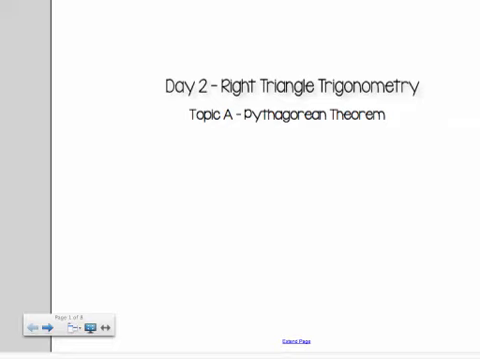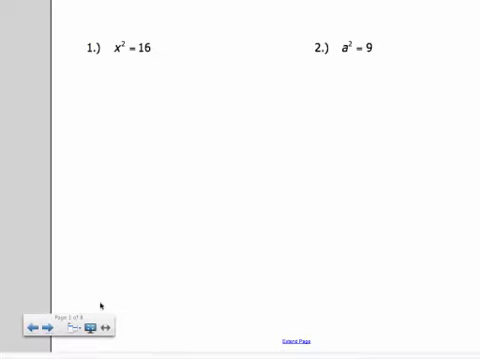All right, today's topic is right triangle trigonometry, and the first subtopic that we'll talk about is Pythagorean theorem, which I'm hoping will be a review for you. So the first thing that we need to do is discuss how to solve problems that have square roots in them.